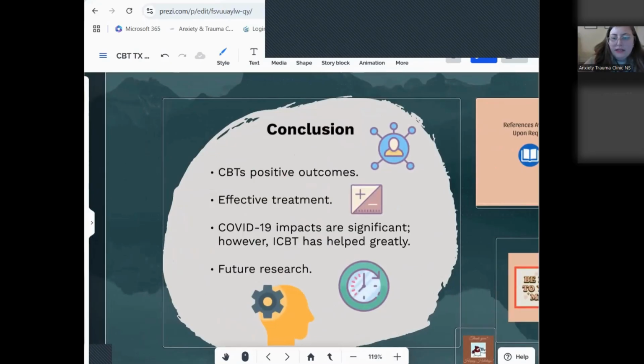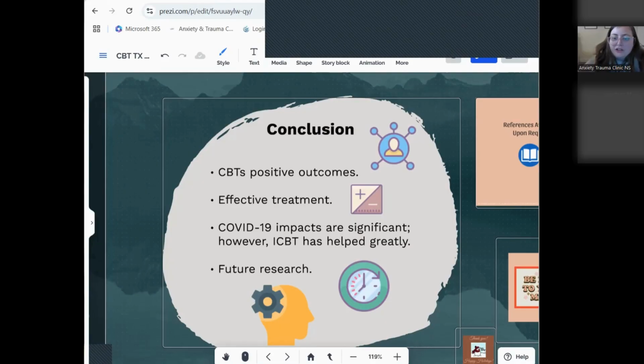Okay, so in conclusion, the efficacy of psychological treatments of panic disorder with or without agoraphobia has extensively demonstrated CBT's positive and effective treatment that found large effects on measures of anxiety, clinically significant change, and significant symptom improvement. So as discussed throughout this presentation, research has demonstrated that CBT exposure-based interventions are very effective in treating individuals who may struggle with panic disorder and or agoraphobia.